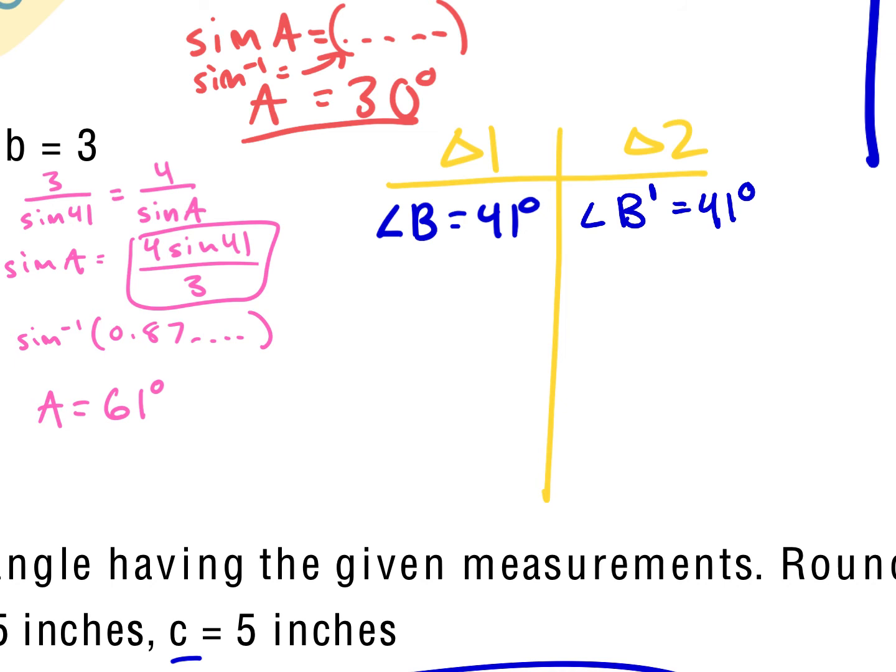What was the first angle that we found? Angle A. And what was angle A? 61. Then you just subtract from 180. So it'll be 180 minus 61. So it's 180 minus 61, which is 119. So the first one you use the angle, and the second one you take the angle that you found and subtract it from 180. Right.